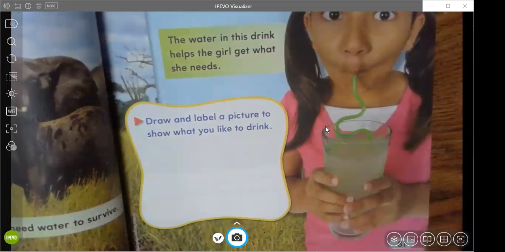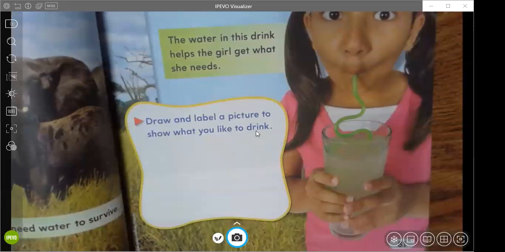I want to know what your favorite drink is, something that you like to drink. If it's water, maybe it's apple juice, okay? Maybe it's Kool-Aid or Gatorade, whatever it is, I want to know. All right? So I will end this and then we will pick up where we left off tomorrow.